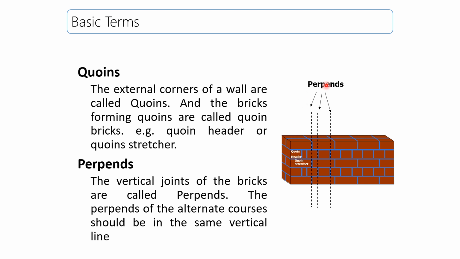And what is the perpend? The vertical joints of bricks are called perpends. The perpends of alternate courses should be in the same vertical. You can see this jointing position is the same in the alternate layers. So these are called perpends.